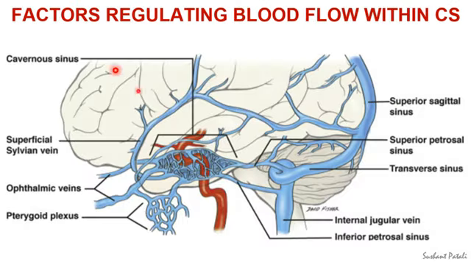What are the factors which regulate the flow of blood within the cavernous sinus? Basically, the flow of blood within the cavernous sinus is regulated by the expansile pulsation of the internal carotid artery. See, expansile pulsation of the internal carotid artery. Now, you can correlate this point I just mentioned with a condition that we discussed in the case scenario.